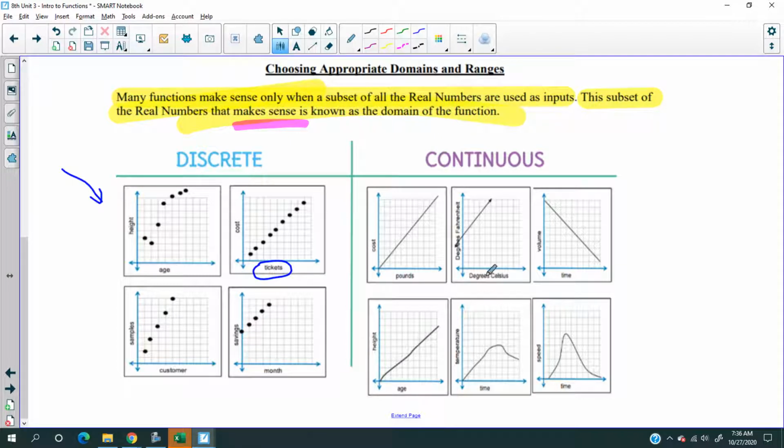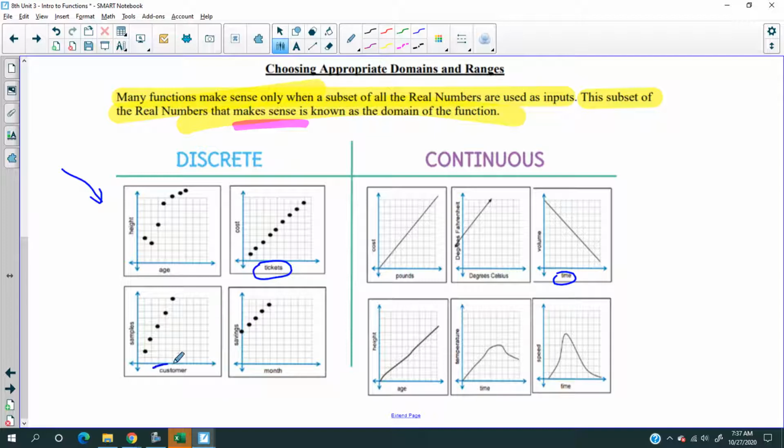On the other hand, time over here is continuous. So it's a straight line that's connected because you can have an hour, you can have 2 hours, but you can have 2.5 hours. You can have 2 hours and 5 minutes. You can have 2 hours and 1 minute. You can have 2 hours, 1 minute and 29 seconds, and so on and so forth.